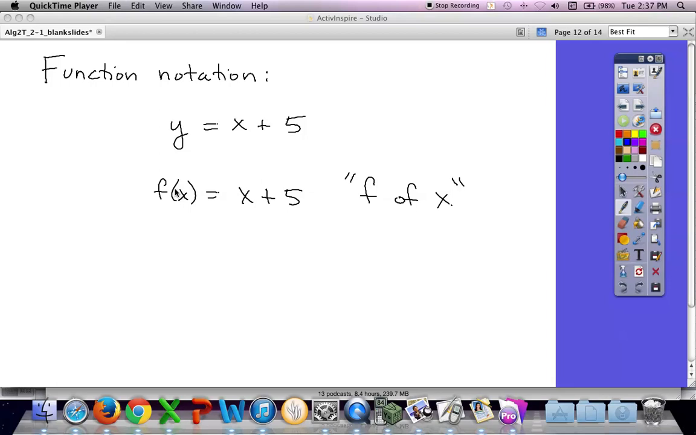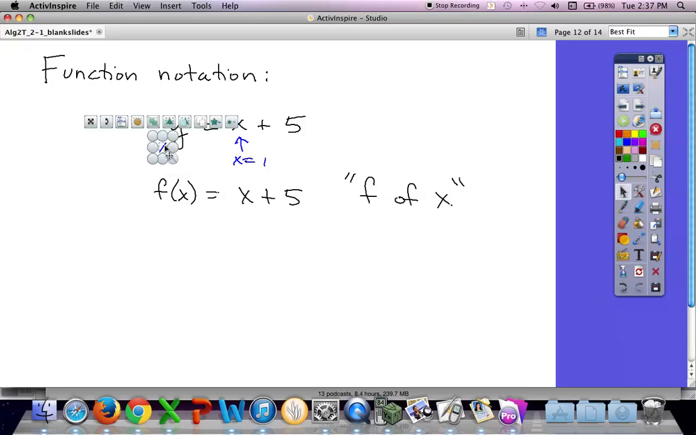Function notation is, okay, start with this here. Y equals x plus 5. All right, it's solved for y, which means the input value is x. If I tell you that x equals 1, you would tell me that y equals 6. 1 plus 5, right, is the output. Y equals 6. Every value I put in for x, I'll get an output value. So the input is x, the output is y.